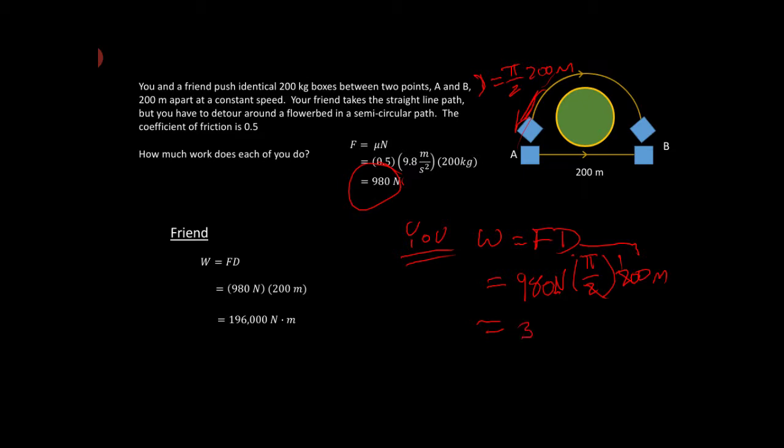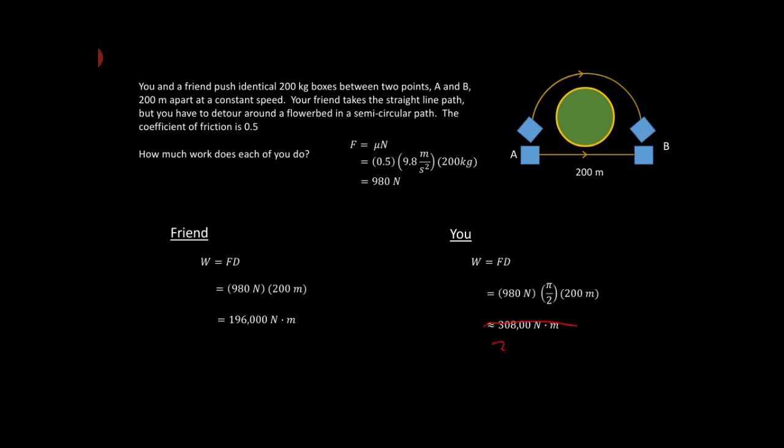And 98,000 times pi is 307,000 newton meters. See how I did that? Oops, I forgot a 0. Okay, but that's the right number. I just didn't type a 0 in that slide. So we have you doing a lot more work than your friend, more than 50% more work than your friend. Probably about 57% more work than your friend, in fact.